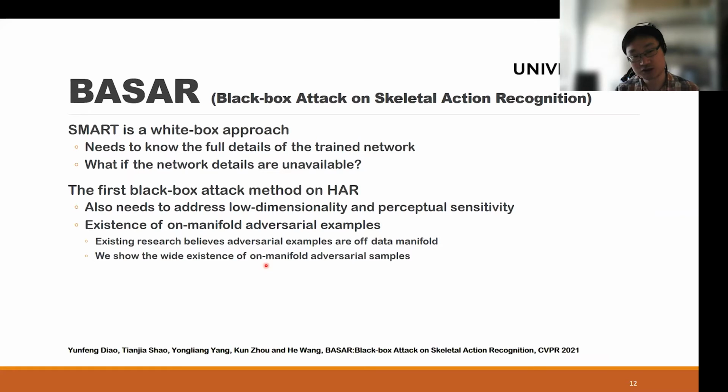Then we move to the next. Well, by the way, again, if you have questions, just interrupt me. Okay, I'm going to move on to the next piece of work here.